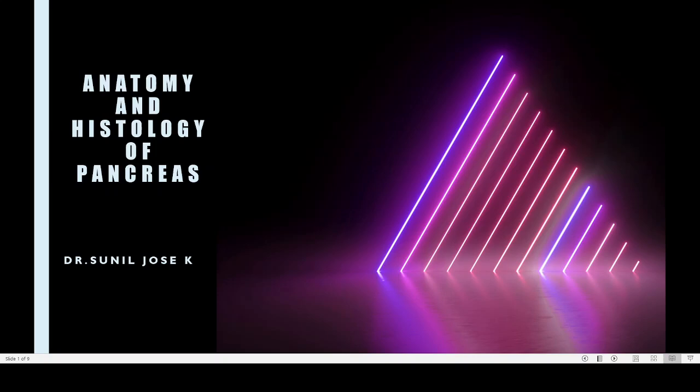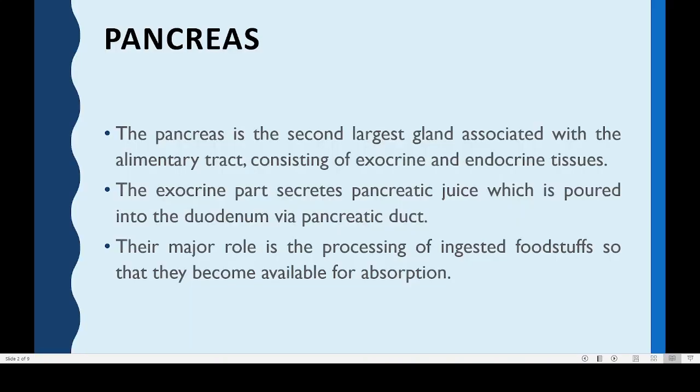The next one is the pancreas. We have seen what the main cells present in the liver are. Just like that, there is another important gland known by the name pancreas. When we were discussing the liver, we said it is the first largest gland. So the pancreas is the second largest gland in the body.